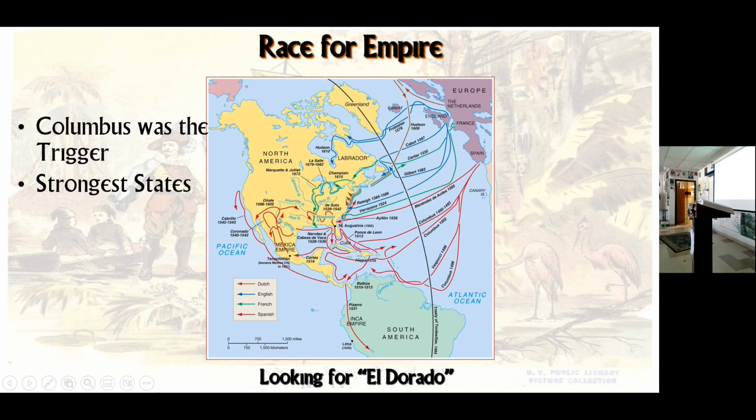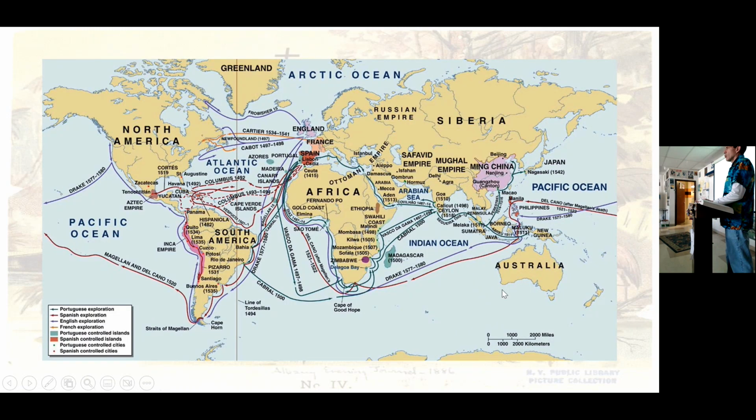Then the English, relatively weak, but soon to be very powerful. And they're all looking for El Dorado. Anybody know what El Dorado means? Yeah, gold. And they're going to find gold. Now, there weren't mountains of gold, but there was a lot. The amount of gold would double in Europe. And soon it's worldwide. Overnight, worldwide.